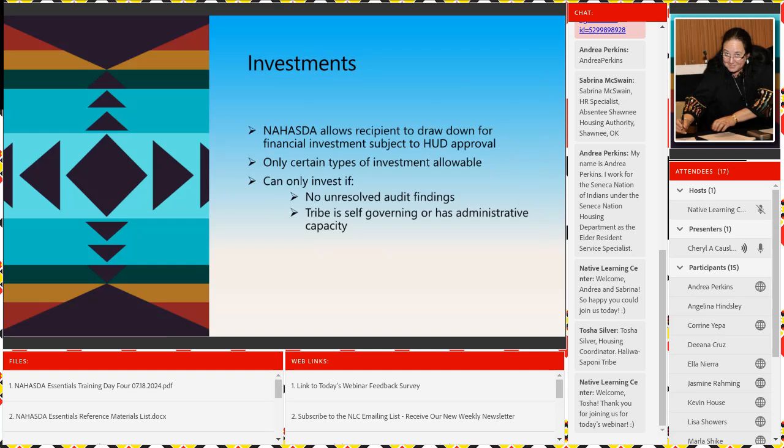NAHASDA allows recipients to draw down for financial investment, subject to HUD approval. Only certain types of investments are allowable. You can only invest if you have no unresolved audit findings, the tribe is self-governing, or has administrative capacity.